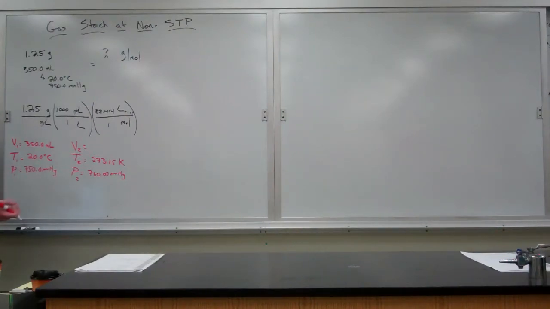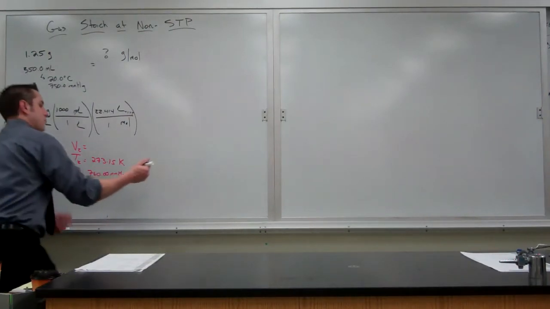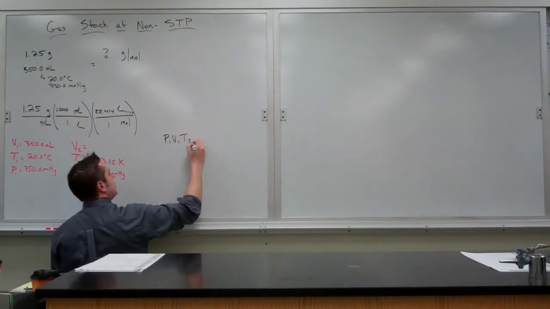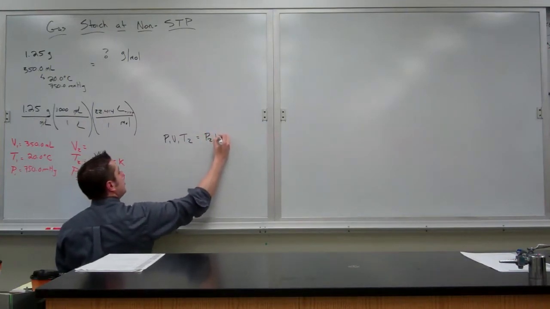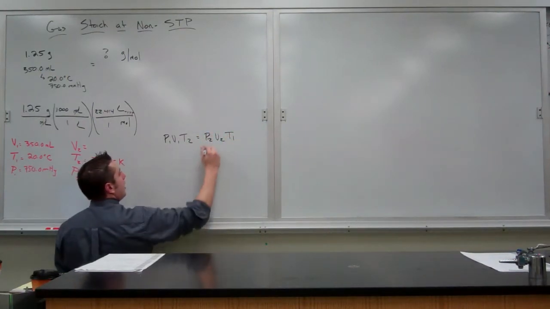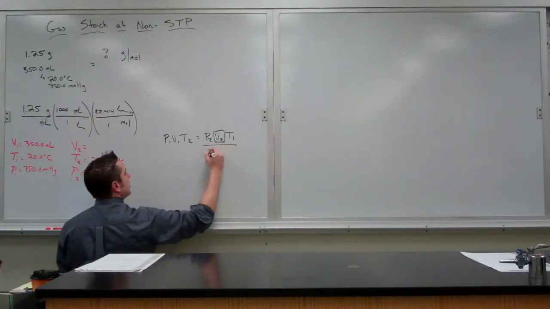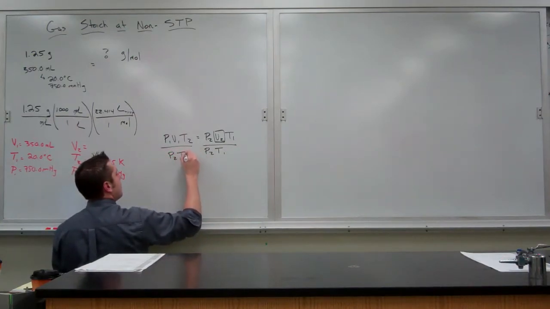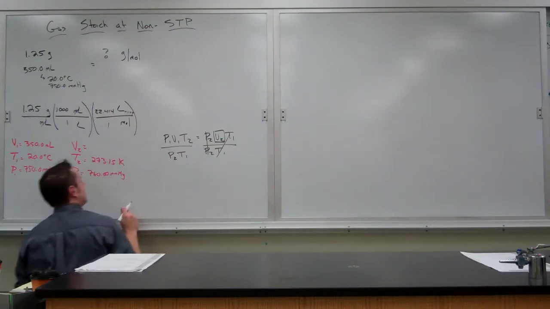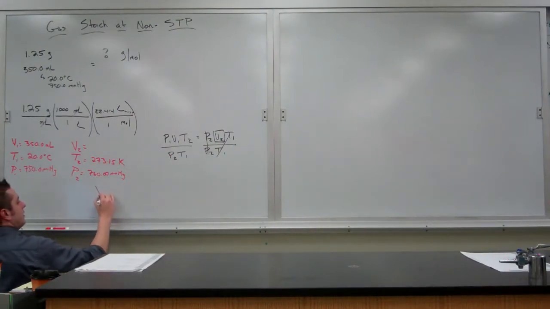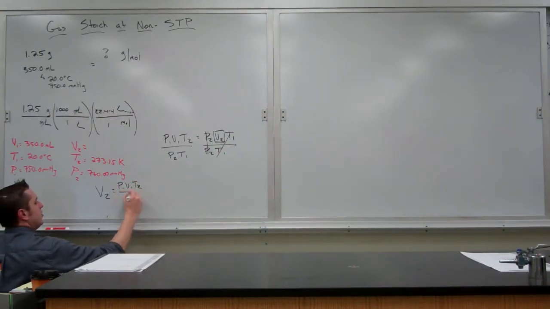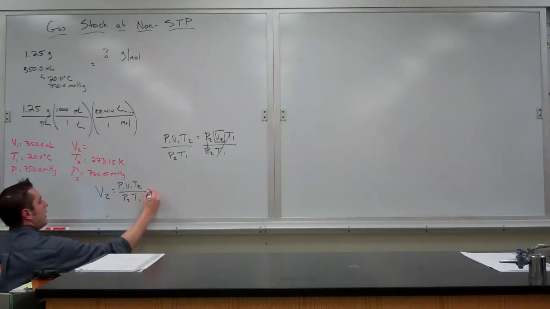So you can see this is shaping up to be a combined gas law from the last chapter. If you remember, the combined gas law says P1 V1 T2 equals P2 V2 T1. I would like to solve for V2, so I divide away P2 times T1. These cancel, leading me to say that V2 is equal to P1 V1 T2 over P2 T1.